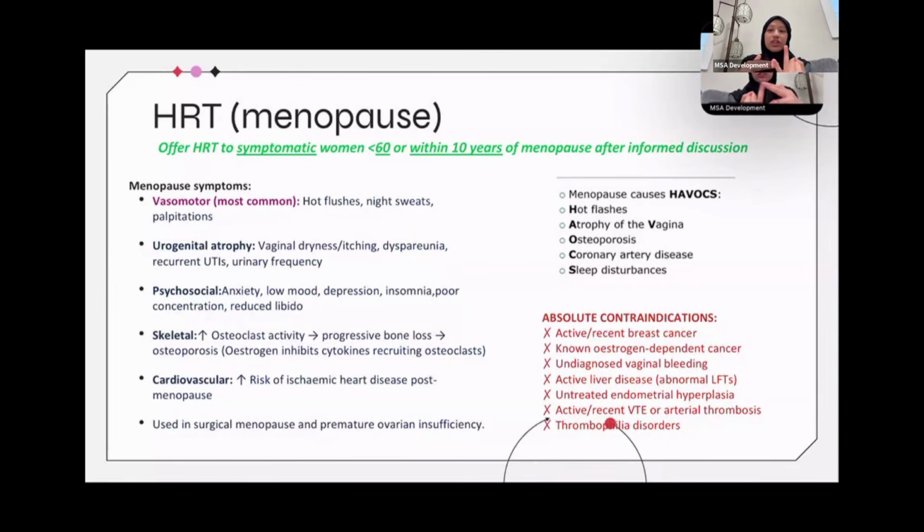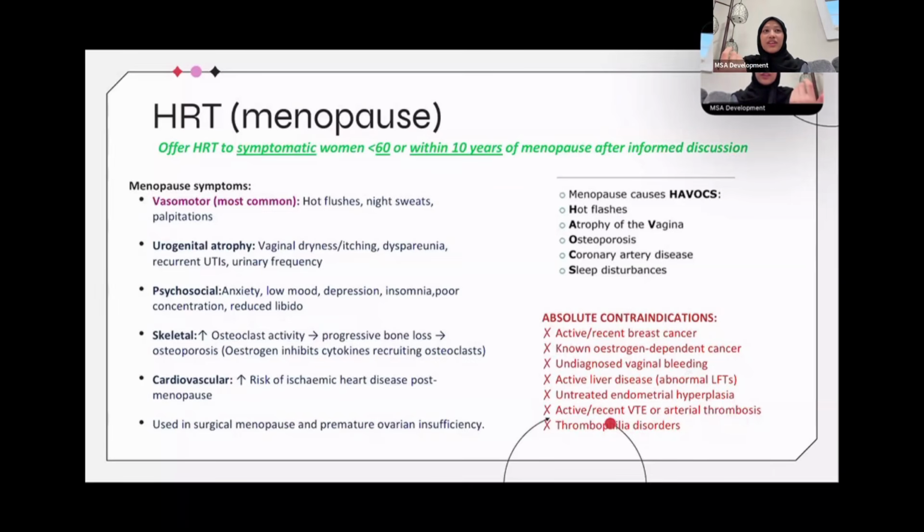What are the contraindications of giving these two hormones? There are a few. Things that will worsen the condition by giving these, like breast cancer. You don't want to feed estrogen and progesterone to someone who has hormone sensitive breast cancer. So active or recent breast cancer, estrogen dependent cancer, any other cancers. Liver failure is an important one because estrogen and progesterone are metabolized in the liver, so you don't want to worsen that liver disease. Undiagnosed vaginal bleeding, because this is in a gray area.